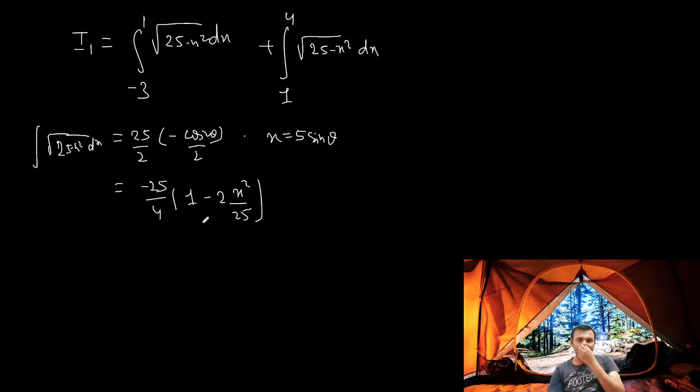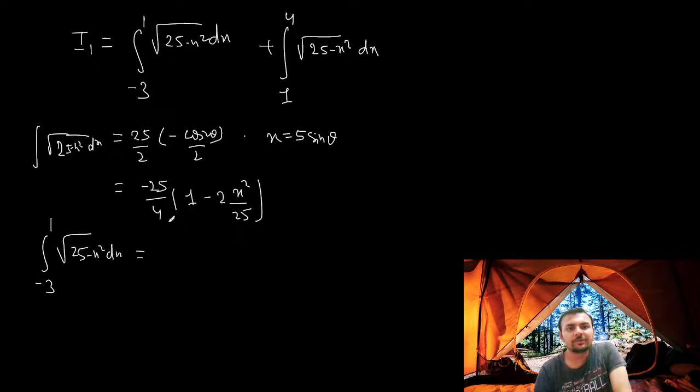Okay, this is what it is. Integration from minus 3 to 1 of root 25 minus x square dx. This will come out to be minus 25 by 4. 1 and 1 will get cancelled. We have minus 2 by 25, 1 minus 9, minus 8.